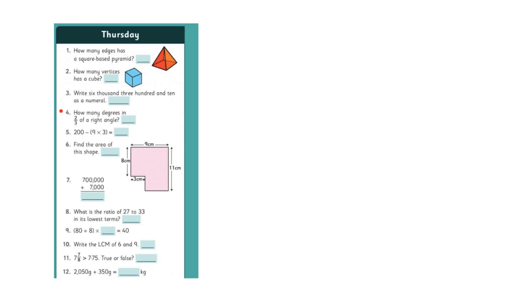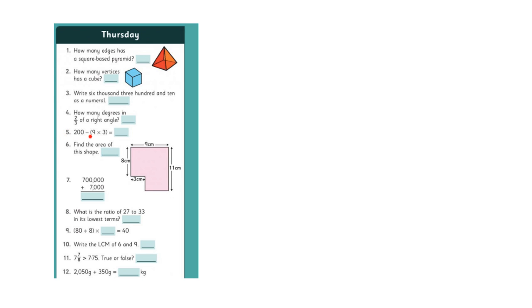That looks fine. How many degrees in 2/3 of a right angle? So we all know at this stage, I hope, how many degrees are in a right angle. So we have to get 2/3 of that amount. Okay, 2/3 of a right angle.